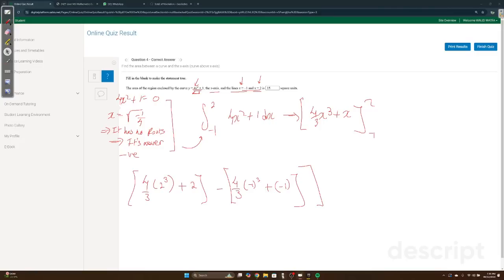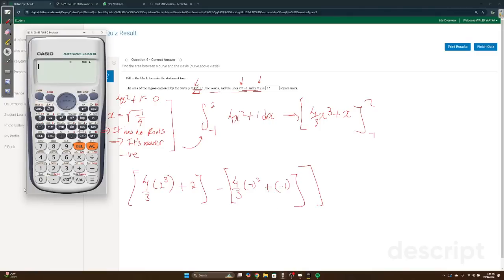Let's put this on our calculator. 4 over 3 times 2 cubed, I'm just going to put it as 8, plus 2, minus 4 over 3 times negative 1, because negative 1 cubed is negative 1, minus 1. Okay, you get 15. So easy.